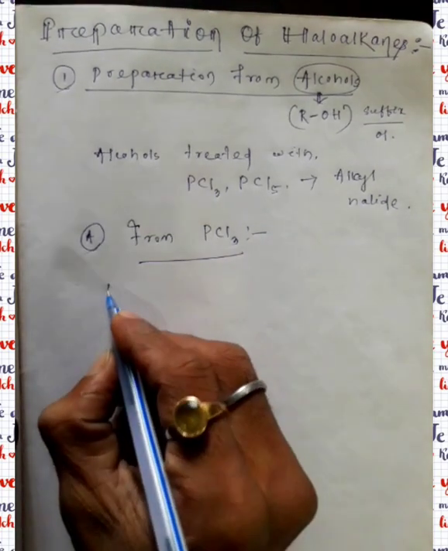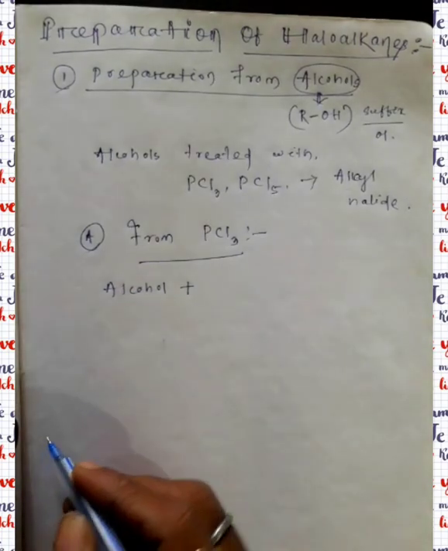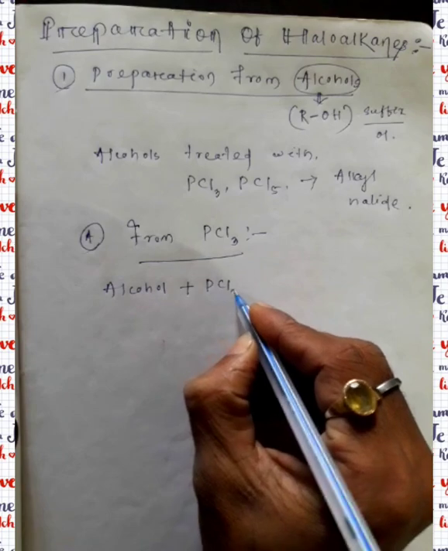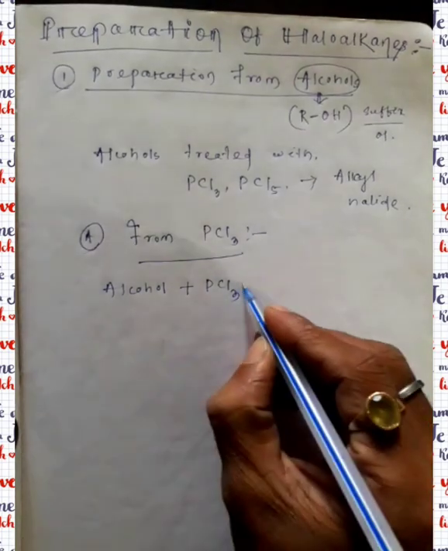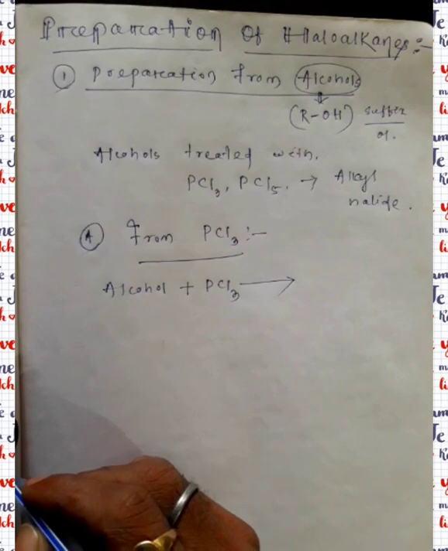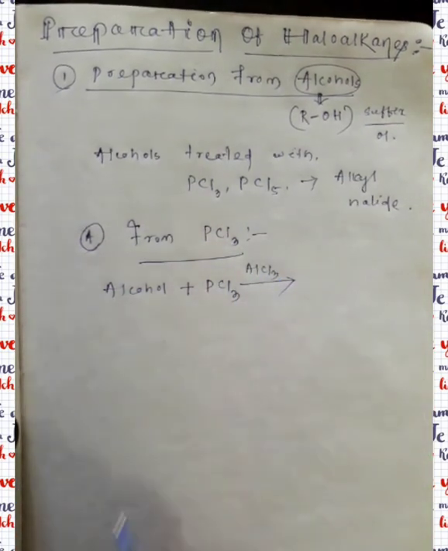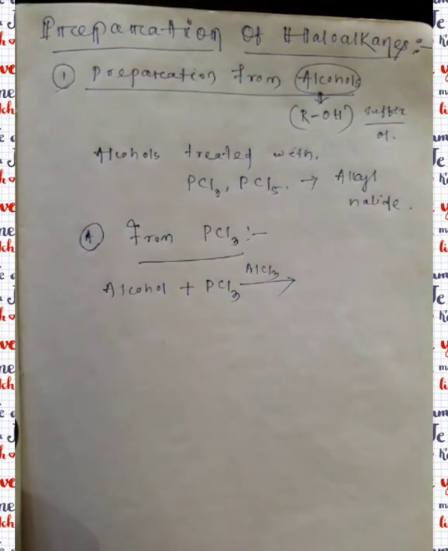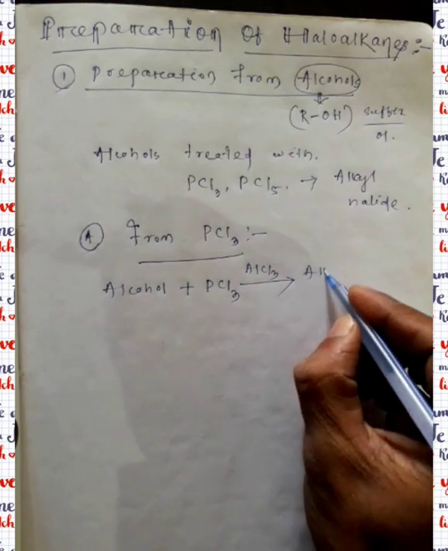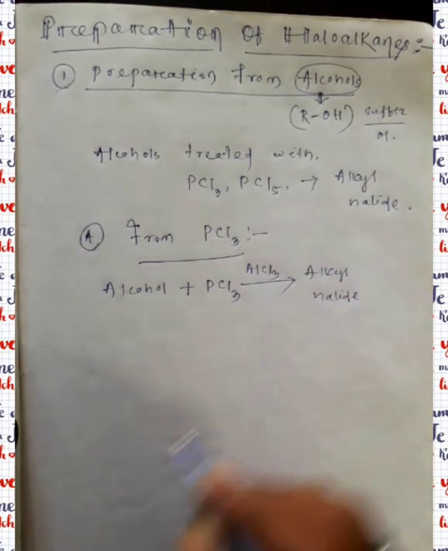Now, when the alcohol is treated with phosphorus trichloride in presence of anhydrous AlCl3, anhydrous aluminum trichloride, it forms alkyl halide as the main product. Alkyl halide.